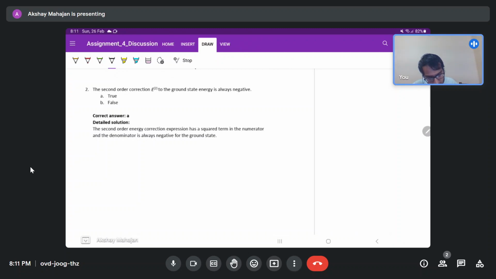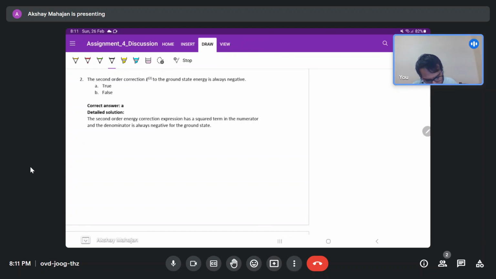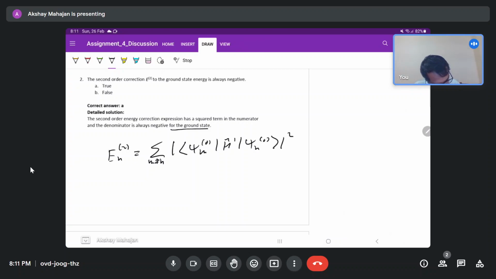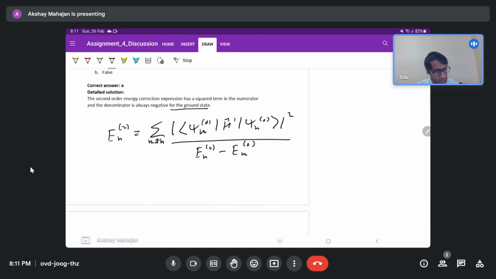The second question was: the second order correction E2 to the ground state energy is always negative. It is written that it is for the ground state. The second order correction formula is the summation over m not equal to n of the modulus squared of psi m of 0, h cap prime, psi n of 0, divided by E n of 0 minus E m of 0. We solved the perturbation harmonic potential question as well, and there we got minus h cross omega. So generally for the ground state you will get a negative value.